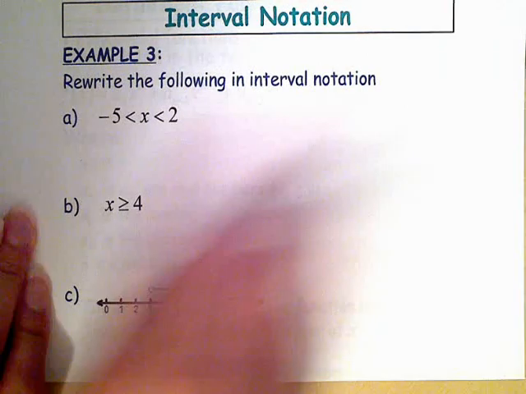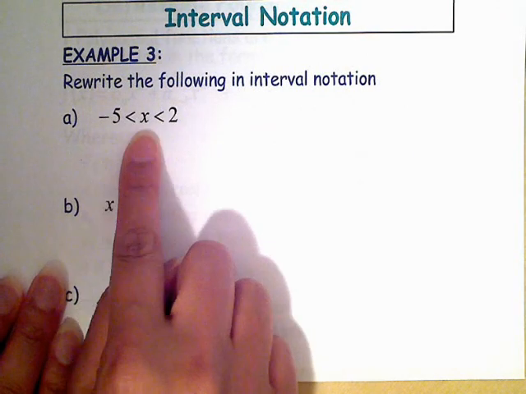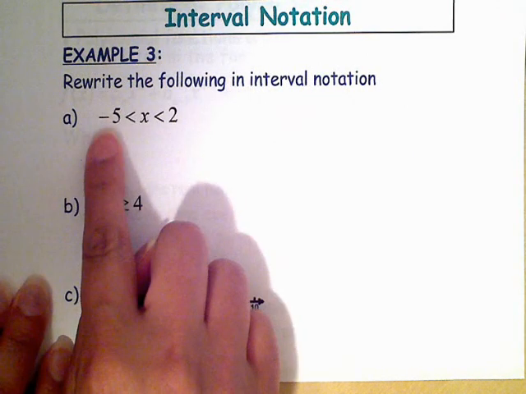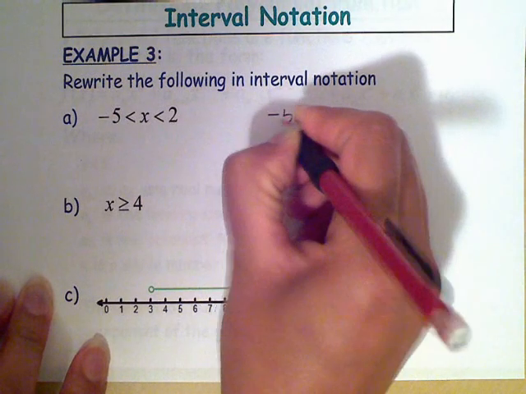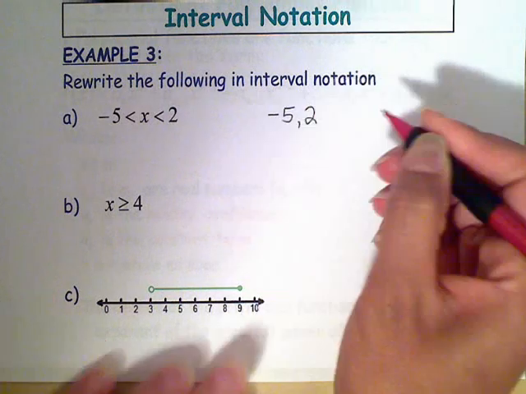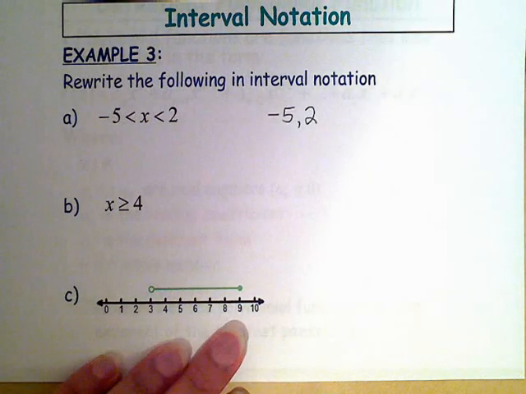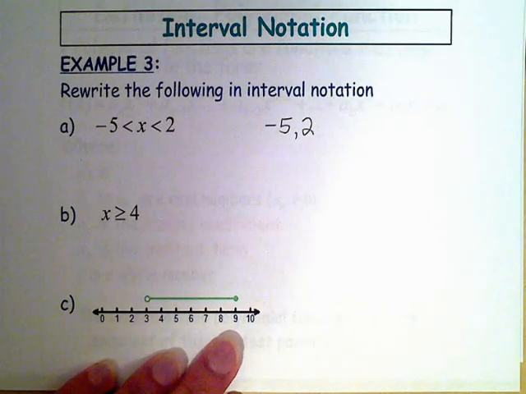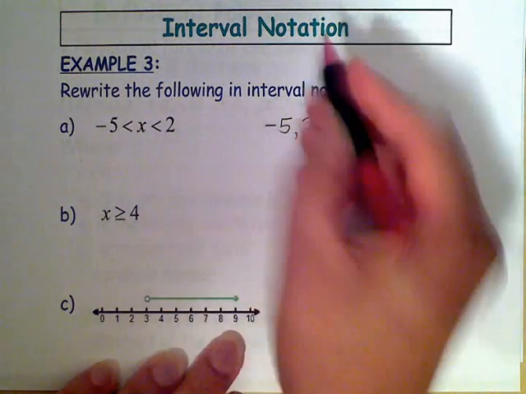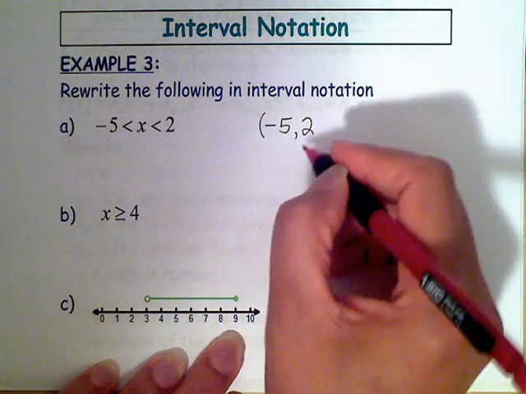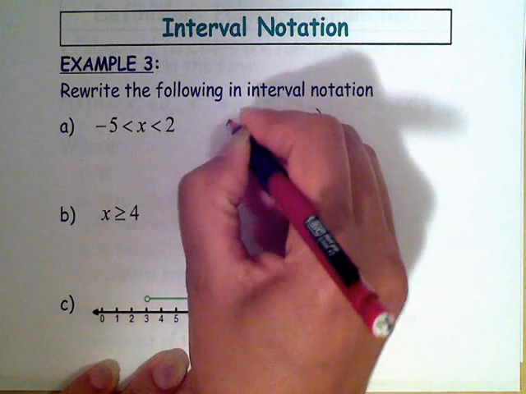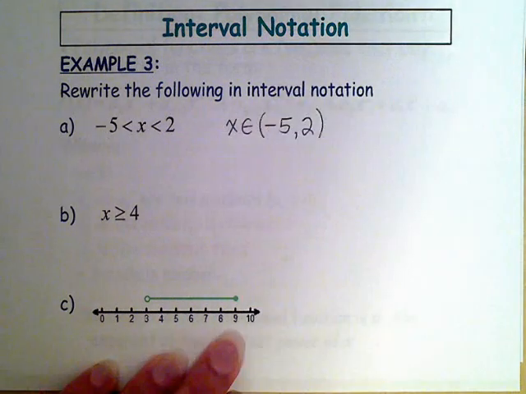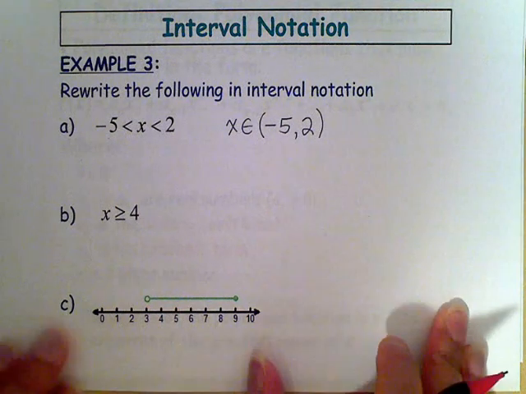So starting with the first one, we have -5 is less than x, which is less than 2. So because -5 and 2 are my two intervals, I'll start by writing those first. So -5 comma 2. And now it's just a matter of figuring out whether you'll have a round bracket or a square bracket. So because -5 is not included, it's a round bracket. And because 2 is not included, it's a round bracket as well. So in interval notation, I have x is an element of -5 to 2.